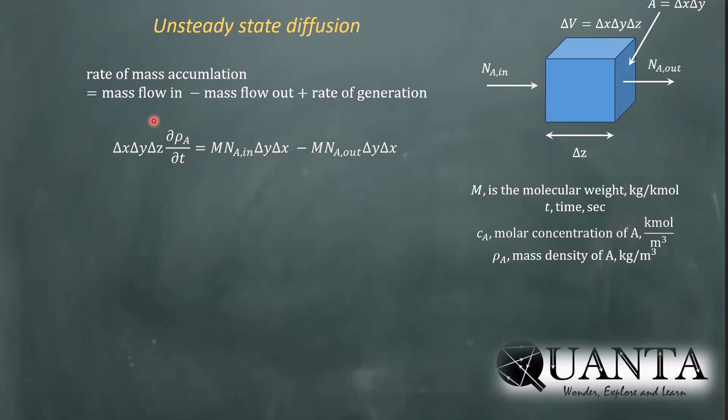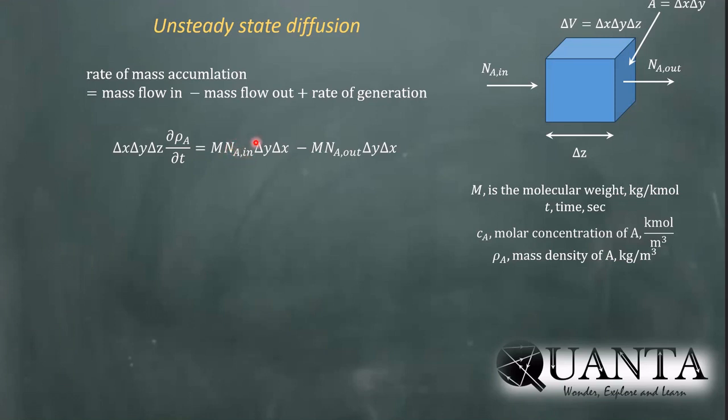Setting up the mass balance, we can see on the left-hand side, we have density multiplied by volume, that's the mass over time. So dimensionally, on the left-hand side, we have mass divided by time. Similarly, the dimensional consistency is maintained on the right-hand side. We have the flux, which is the number of moles per unit area per unit time.